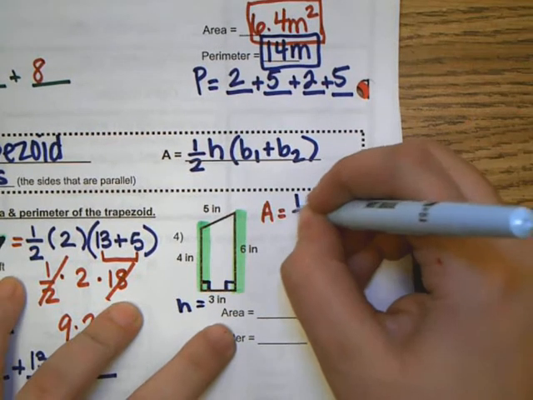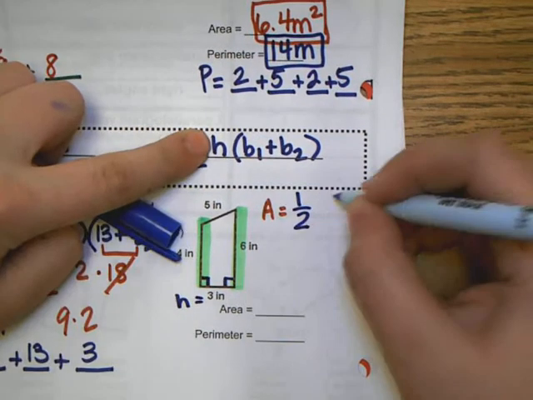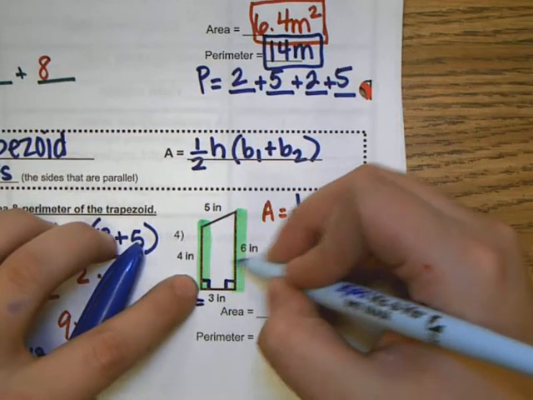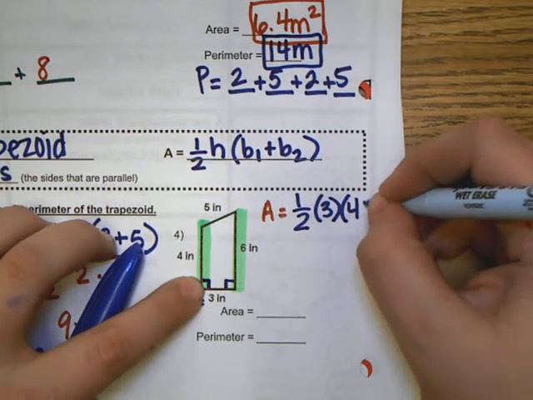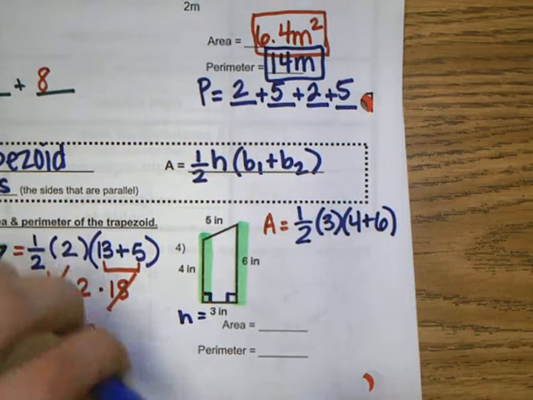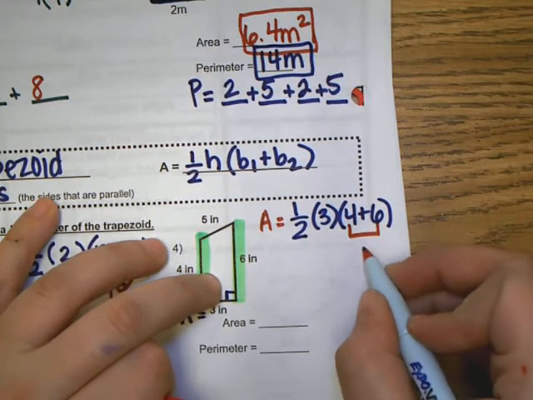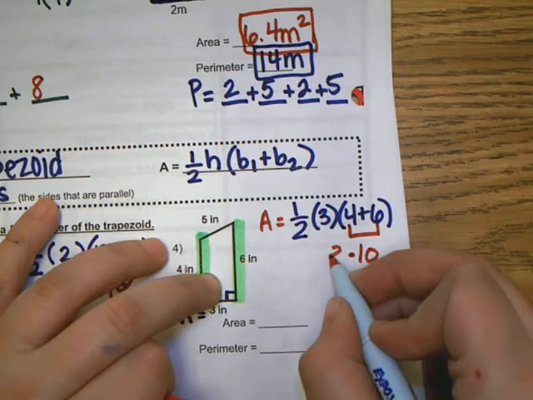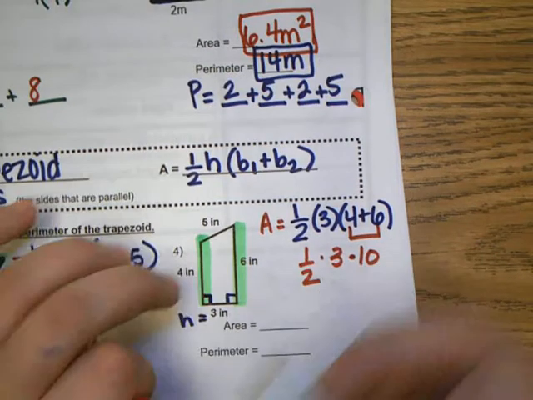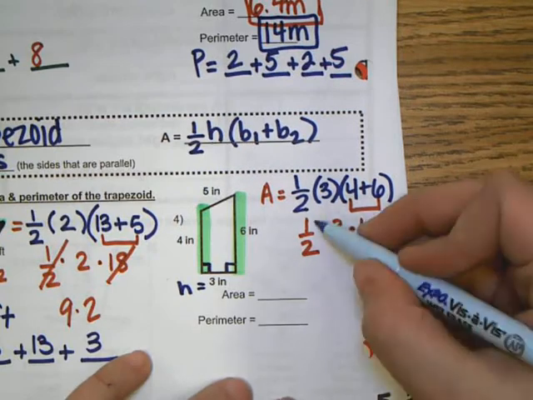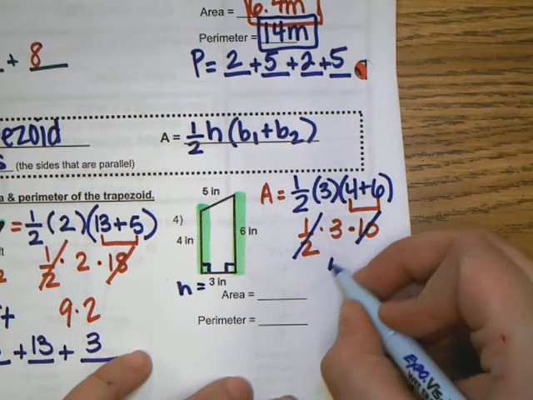So the height makes a right angle with the bases. So I see that that would be a right angle and that would be a right angle. So this is the height. So I have 1/2 times the height, and then we're going to add the bases. The sides that are parallel are the bases. And now we're going to simplify. We're going to start with parentheses. So 4 plus 6 is 10.